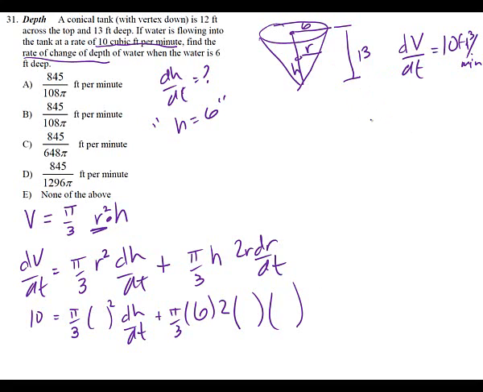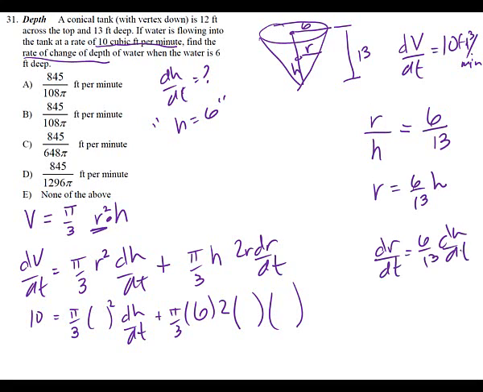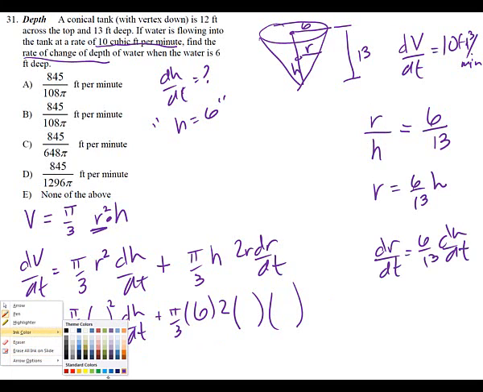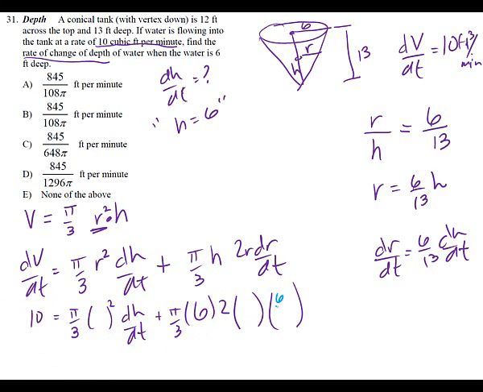So that's where we have to come up with another equation. That's where we set up the proportion on the triangle. If I do r over h equals what over what? 6 over 13. Perfect. All right, I'm going to cross multiply. Actually, we want to solve for r, don't we? So let's just multiply the h over. r equals 6 over 13 h. I know I need a derivative at some point, so dr/dt equals 6 over 13 dh/dt, which I'm going to sub in here for the dr/dt.